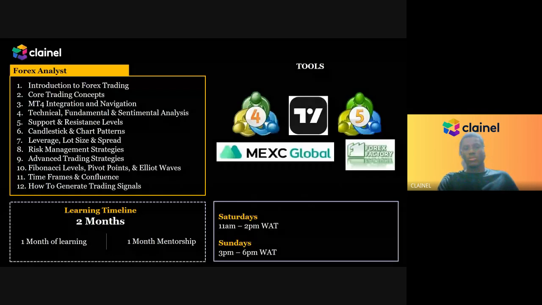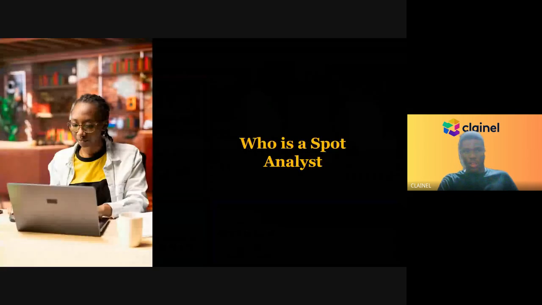I'm going to also use more tools like Deriv too. We're going to use Deriv, and we're going to use Excel as part of the tools. So that's all about the Forex analyst.